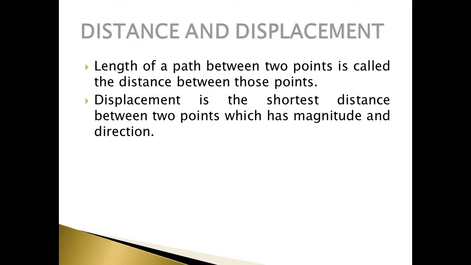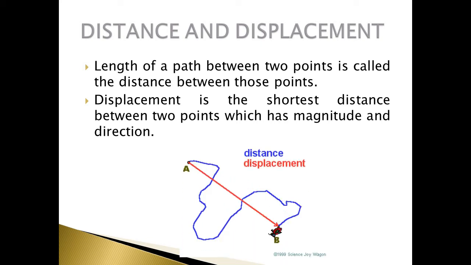Distance and displacement. Length of a path between two points is called the distance between those points. Displacement is the shortest distance between two points which has magnitude and direction. Here you can see a ladybird which is flying, and you can see its flight with a red arrow and a blue line. The red arrow represents the displacement of the flight and the blue line represents the distance of its flight.